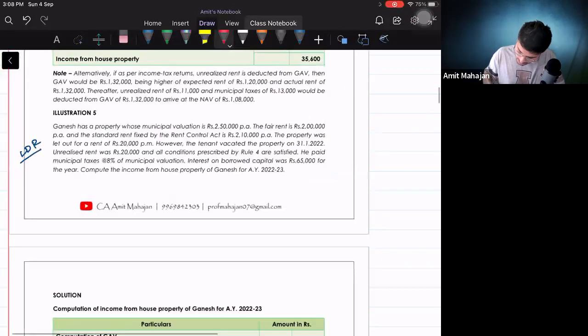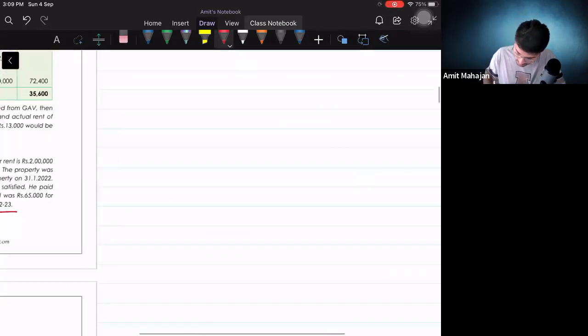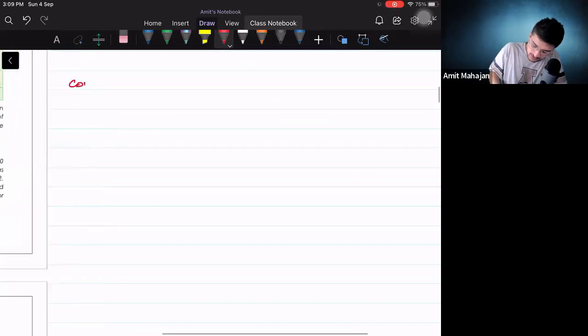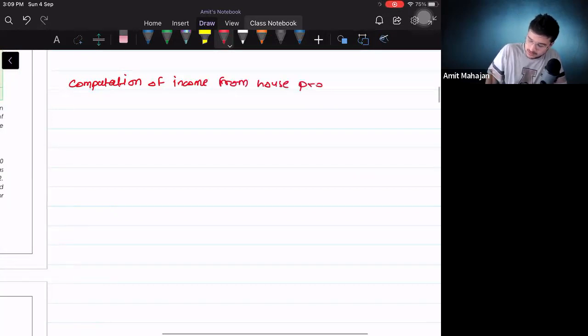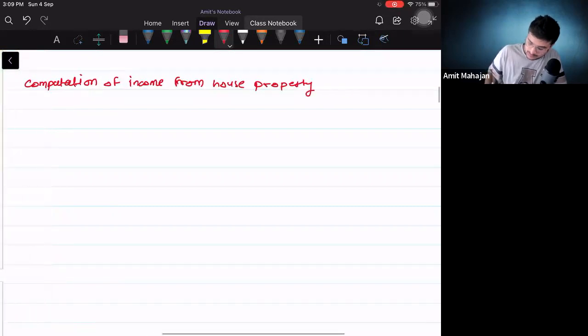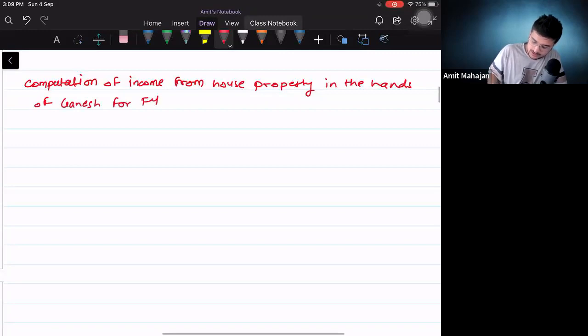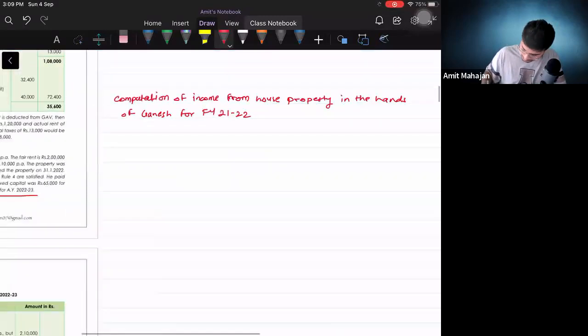Okay, what is asked? Ultimately, compute the income from house property of Ganesh for assessment year 2023. Okay, take out your books. We'll start writing like this. Computation. Write quickly. Computation of income from house property in the hands of Ganesh for financial year 21-22.